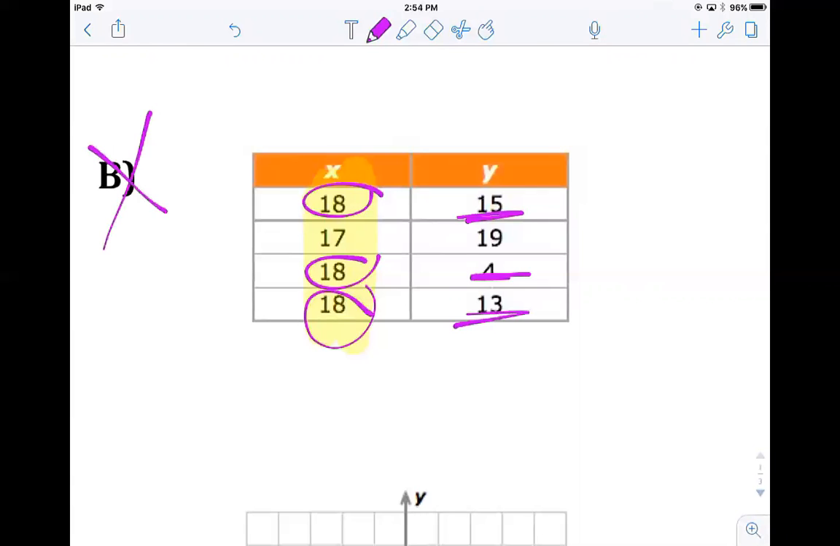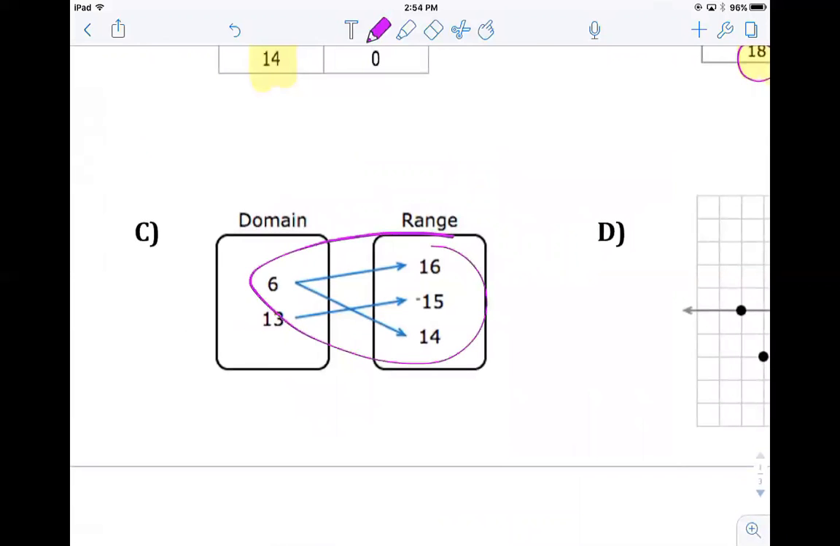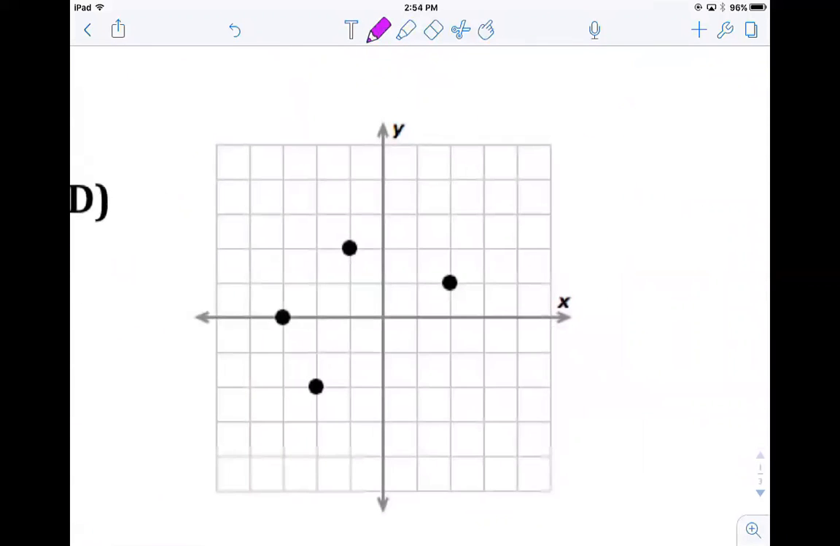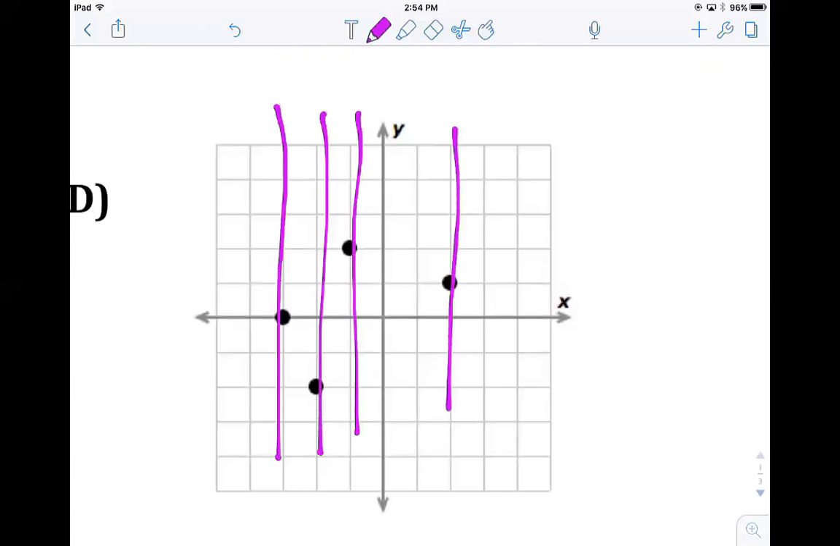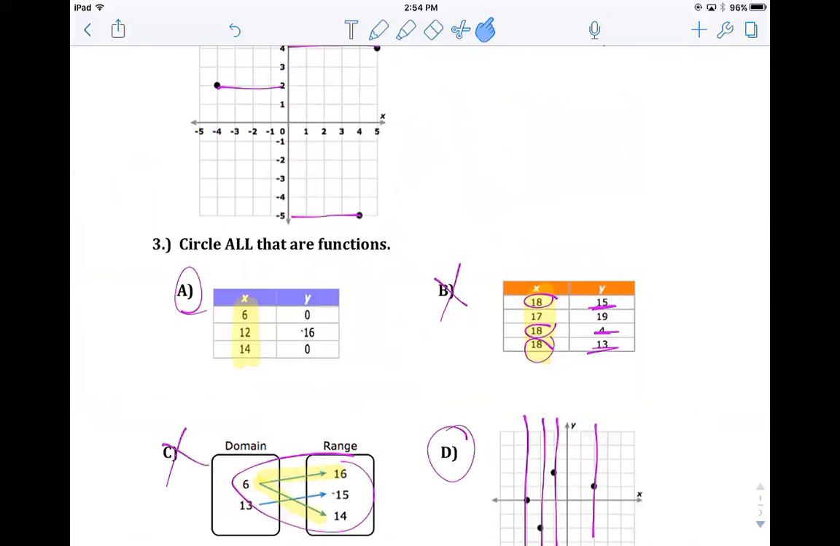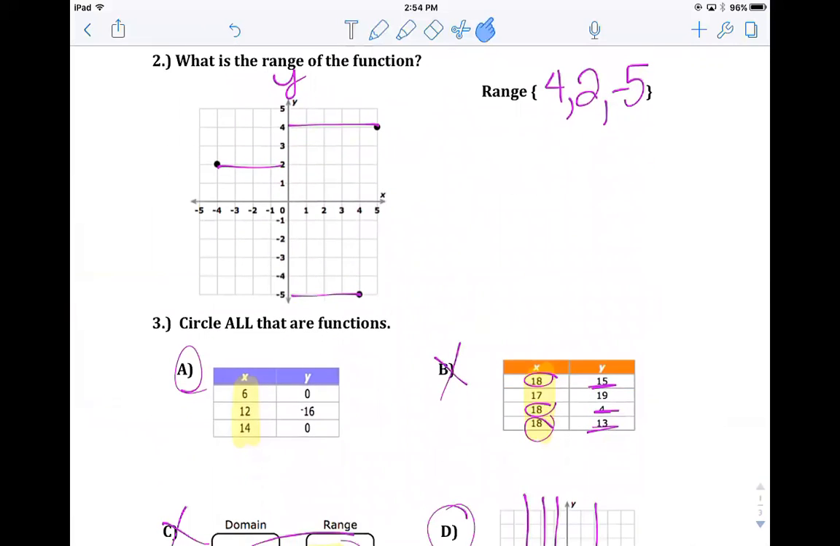So for every 18, there needs to be one y value. You can't have 3 different y's. Letter C, because of this right here, that 6 is split and going 2 different directions, this is not a function. So one arrow coming from that left side. And then the last one, which is very similar to what we did in the first problem, if you drew the points, if we check each of those points is only being crossed one time. So D would also be a function. So a function, for every input, there is only one output. So for every X, there's only one Y value.